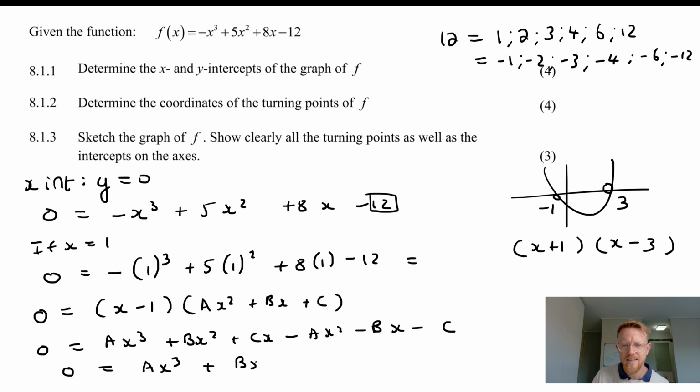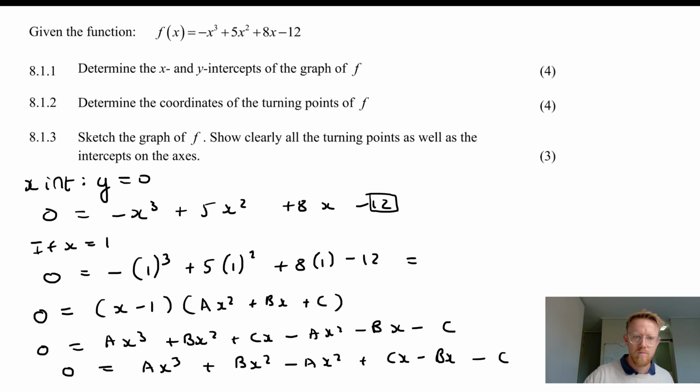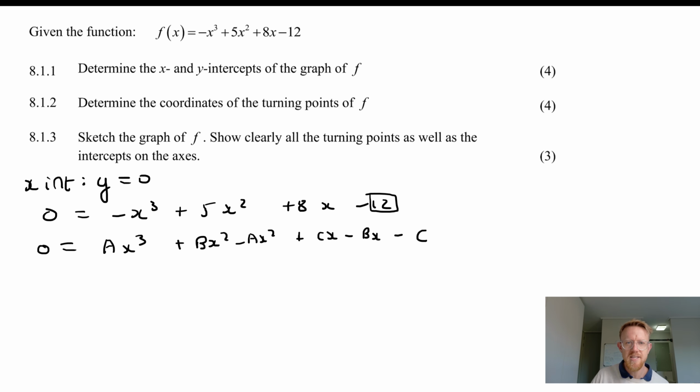Then put your x squares together, and then put your x's together, and then whatever's left at the end. So what we're going to do now is go and put ax³ plus bx² minus ax². Oh, I'm never going to have enough space. Okay, there. So I've written them underneath each other now, and I'll check how easy this is.